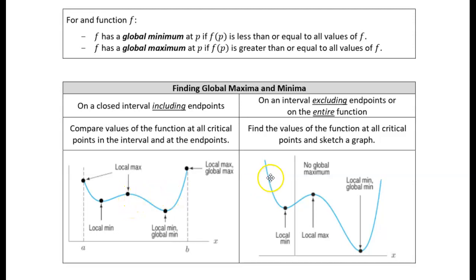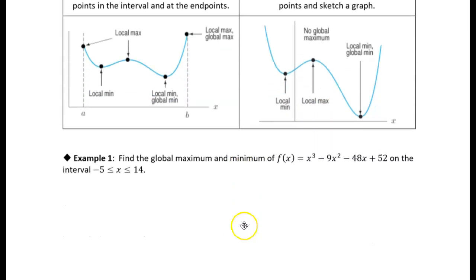Now, on the right here, we have a situation where we don't have a closed interval, and then we have to look at the overall function. You can see we have a local maximum here in the middle, but it's not the global maximum. In fact, the function goes off to infinity as x goes to positive or negative infinity. So there really is no global maximum, because it just goes off forever. All right, so let's take a look at example 1.